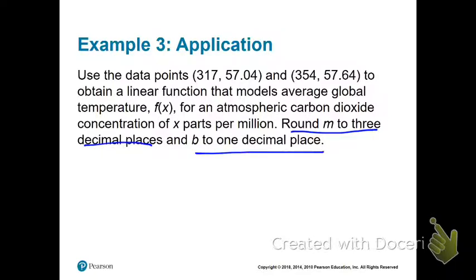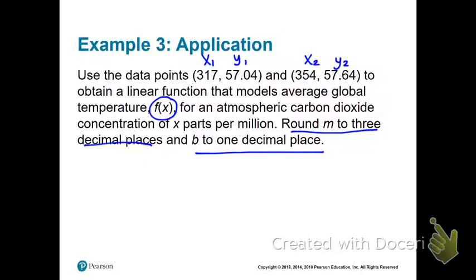All right, so I see they gave me 2 ordered pairs. So this is going to be my x1, y1, my x2, y2. And so it tells me to obtain a linear function, f of x. So remember, f of x is the same thing as y. So I want to write this equation as y equals, or I can put f of x equals there, okay?